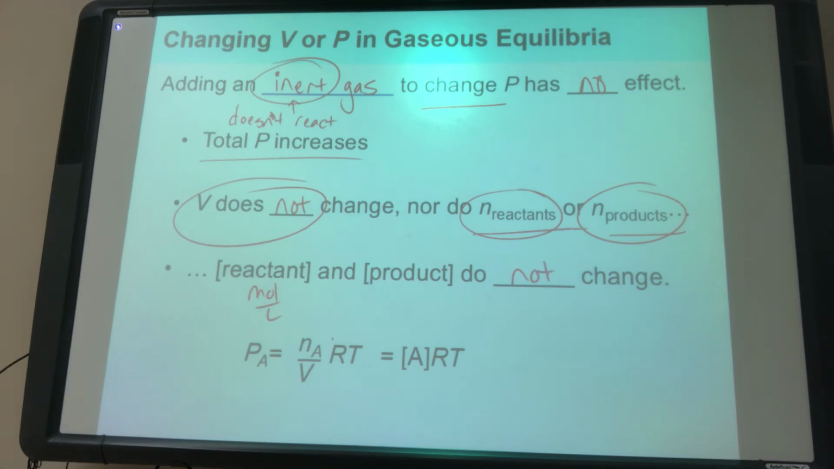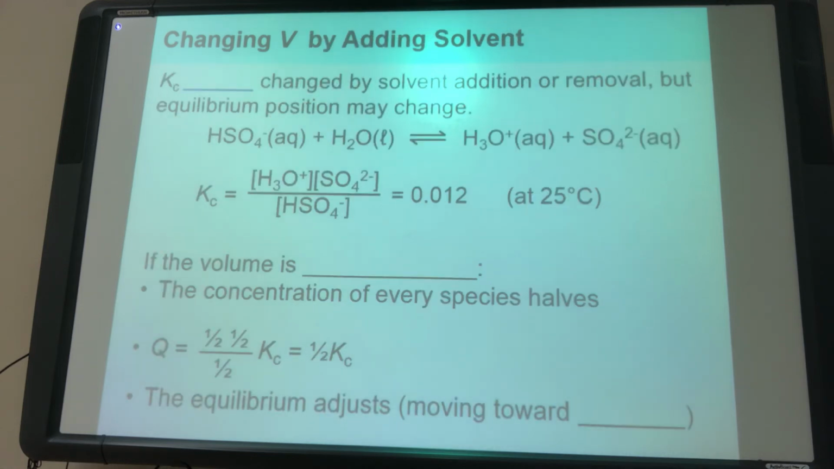Okay, because remember, moles over liters, this is my concentration. So if my concentrations stay the same, then my pressure of that gas is going to stay the same. So it doesn't matter. Okay? So if I add in an inert gas, it doesn't change the pressure that that specific gas is feeling, so my reaction is still at equilibrium. It doesn't mess with the equilibrium. Okay? I can add all the inert gases I want, nothing happens. All right, that's if I add a gas.